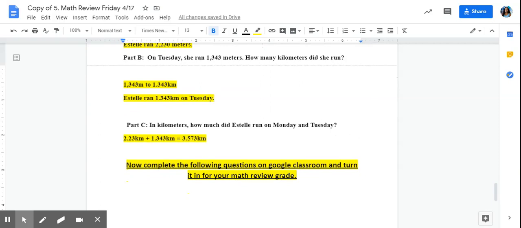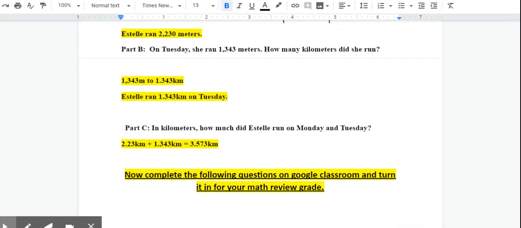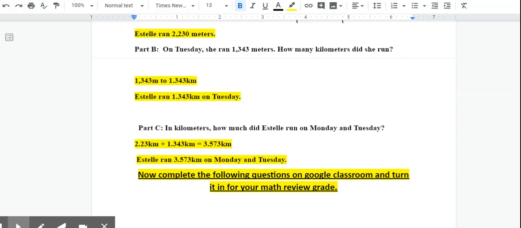Now, part C, in kilometers, how much did Estelle run on Monday and Tuesday? So we knew that Estelle had run 2.23 kilometers on Monday and 1.343 kilometers on Tuesday. Now we can add those together and we get 3.573 kilometers. So Estelle ran 3.573 kilometers on Monday and Tuesday.